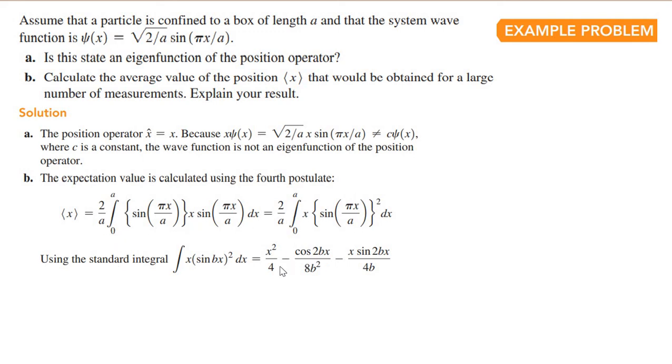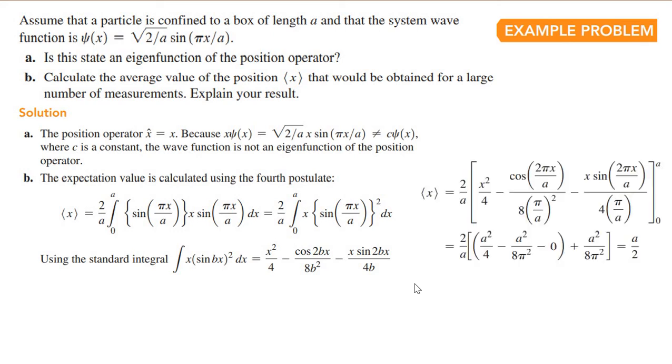Okay, so I did not do all the details of this mathematical part, but the interesting thing is the result that you will get is a by 2. So the length is a and a by 2 is the middle of the length. That means on average, if you take a number of measurements of this identically prepared system, you will see the average is coming to be half of the box.